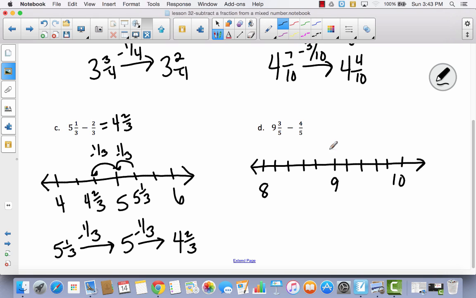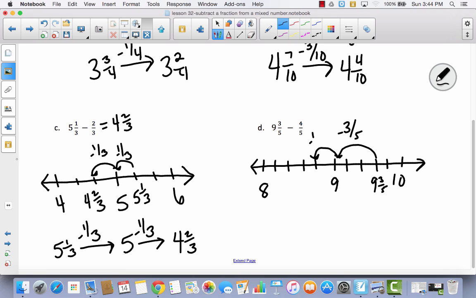So I'm starting at 9 and 3/5. So here's 9, 9 and 1/5, 9 and 2/5, 9 and 3/5. So I'm starting right here. And when I go back to 9, how many fifths would that be? That would be 1, 2, 3. So there's minus 3/5. But I have to take away one more fifth because remember I'm taking away 4/5.